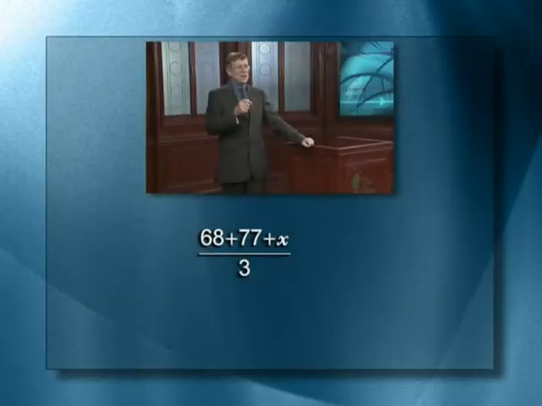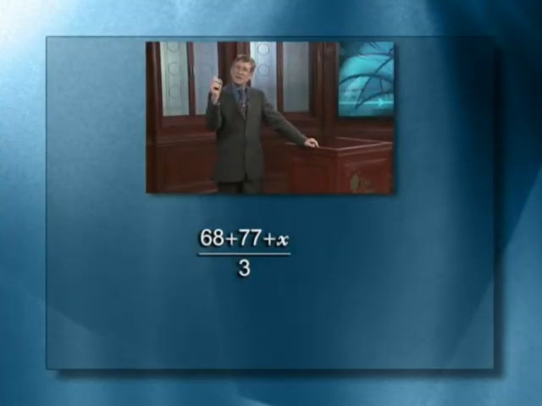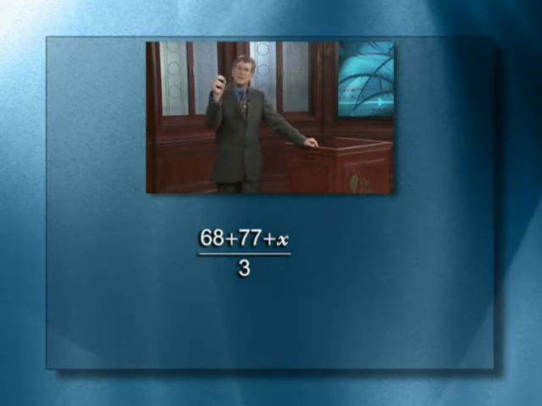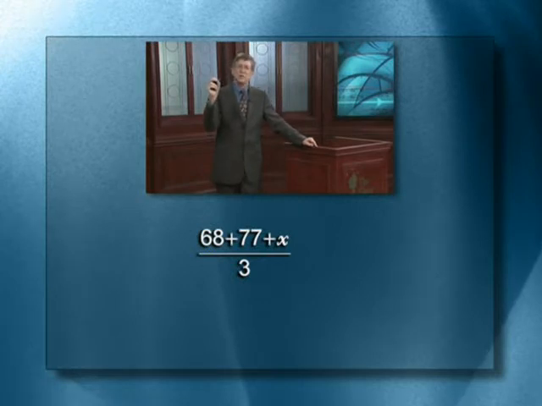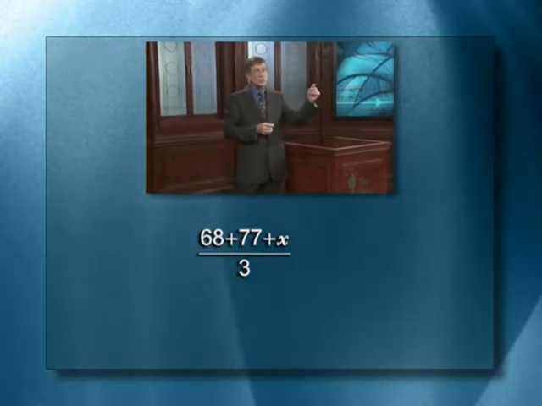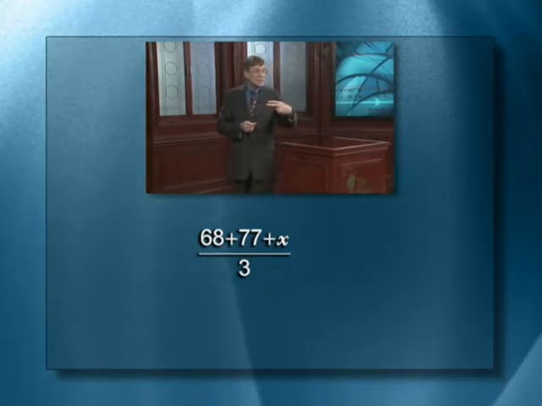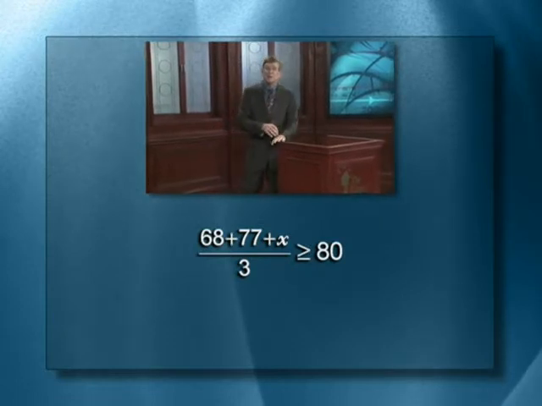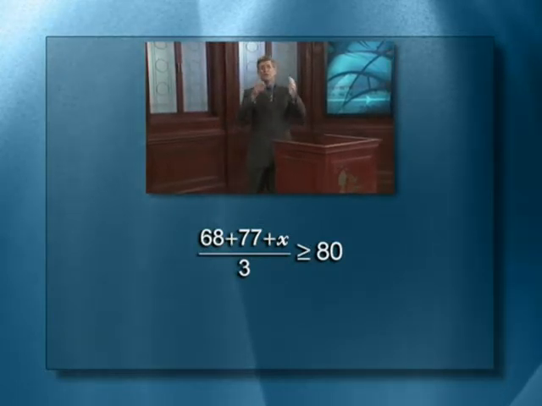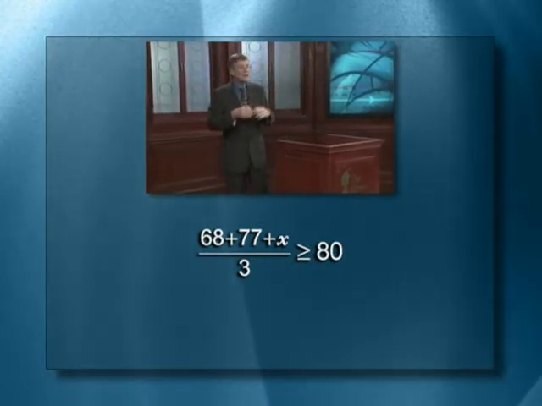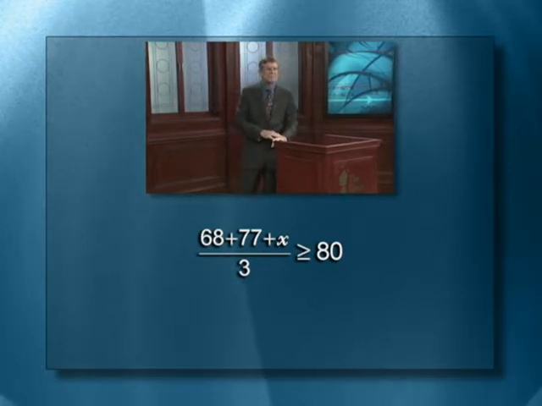Well, you could construct this problem and solve it using inequalities. The scores of the first 3 tests will be 68 plus 77 plus the new, unknown score on the 3rd test. I'll call that score x. And the average of those 3 scores is (68 plus 77 plus x) divided by 3. And I want that to be greater than or equal to 80. I want the average greater than or equal to 80. Let's solve this inequality. How do we do it?